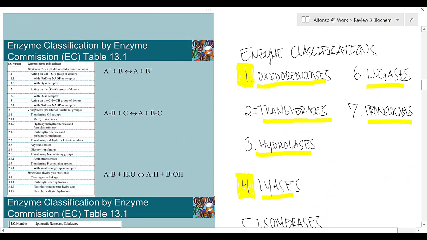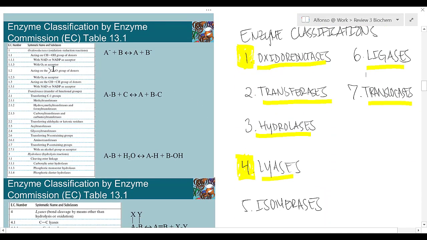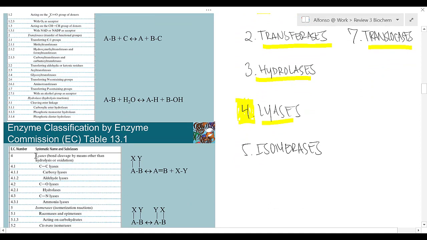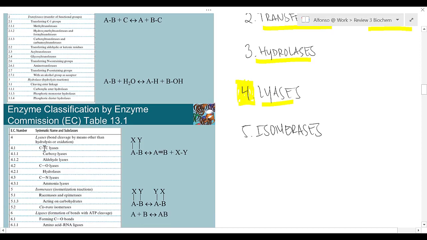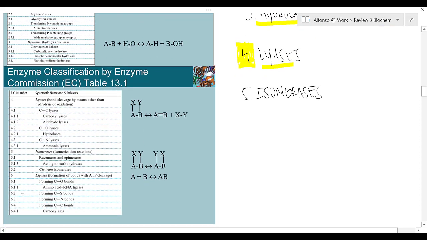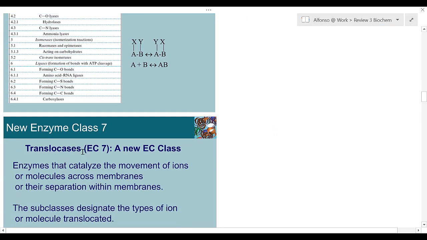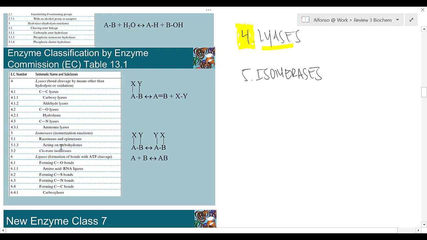Okay, so over here on the left-hand side, you'll see EC number 1, that is oxidoreductases, EC number 2, that is transferases, EC number 3, that's hydrolases, EC number 4, that's lyases. So I think earlier I said that hydrolases and lyases were the same thing. I was wrong, I misspoke. Number 5, it's isomerases, and number 6, it's ligases, and there's a new one, translocases. So these are just the major enzyme classifications.